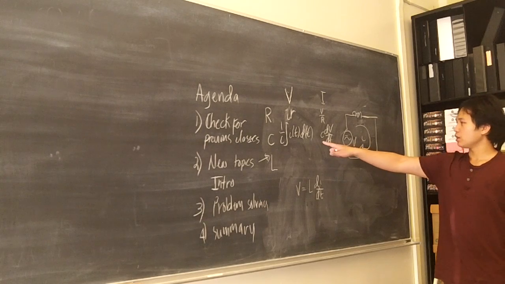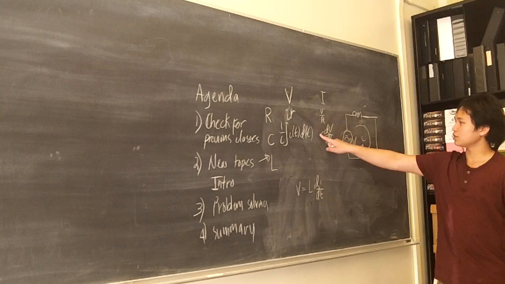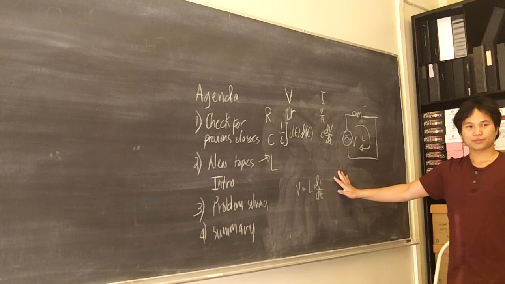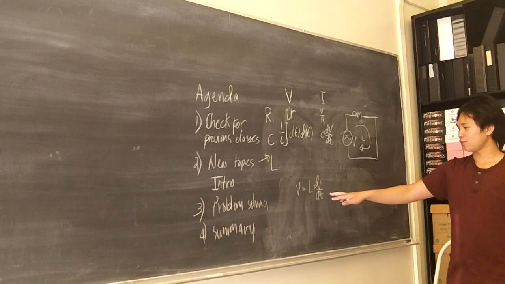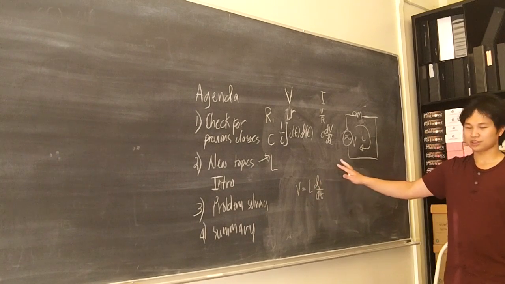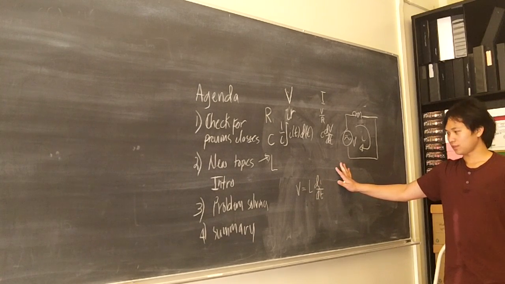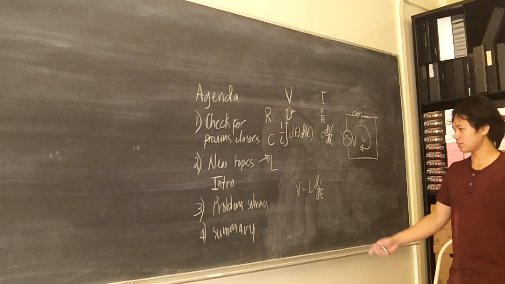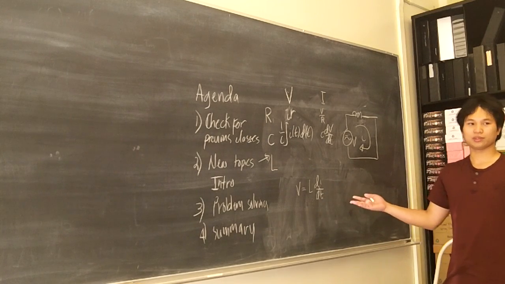Because you will know: if you have this, is it going to be a voltage or is it going to be a current? That would be a current. And if you have this, is it going to be a voltage or a current? Voltage. Yeah, it's a voltage, because you're multiplying the inductance with the current's rate of change.